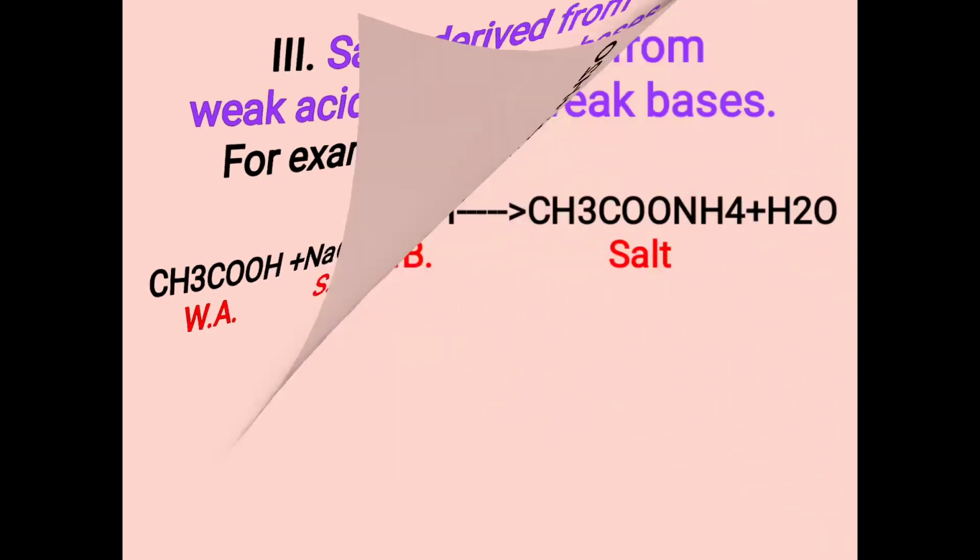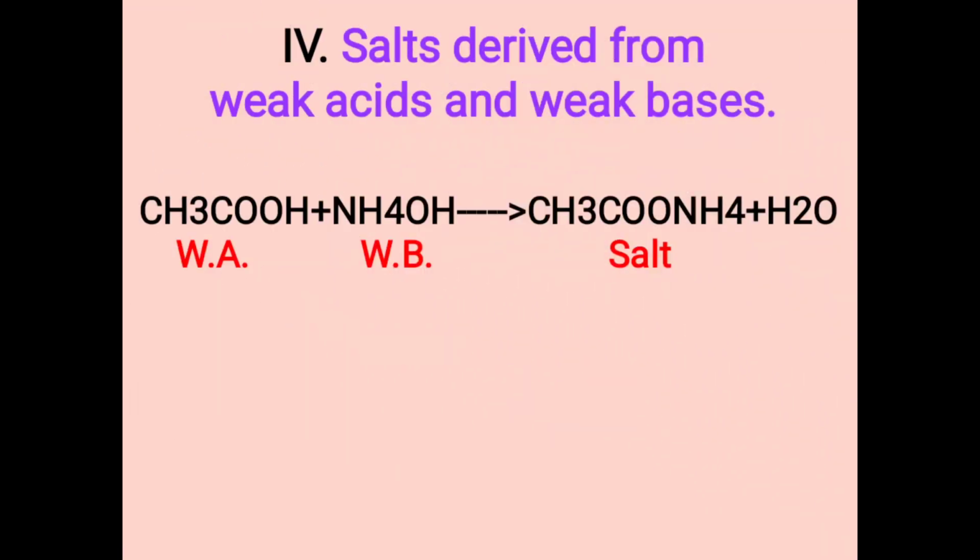Now the fourth type is salt derived from weak acid and weak base. Okay, so there is a weak condition of acid and base. Weak acid and weak base react with each other to form a salt. First, weak acid and weak base dissociate into the aqueous solution to combine with each other. Means there is the combination of opposite charge ions of weak acid and weak base to form a salt.